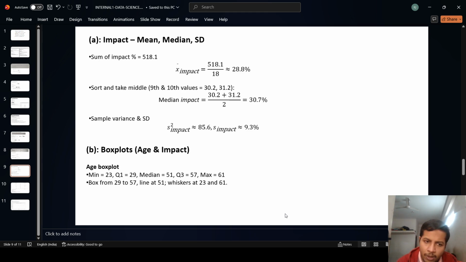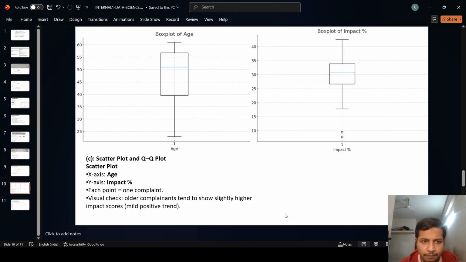Now moving to the box plot, age and impact. For the age box plot, the minimum value here is 23, quartile 1 is 29, median is 51, quartile 3 is 57 and maximum is 61. Now the box is from 29 to 57, the line will be at 51, and whiskers will be at 23 and 61. As you see on the screen, according to the data given, we drew both the box plot of ages and the box plot of impact percentage.